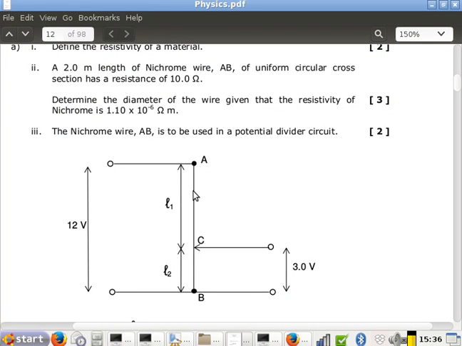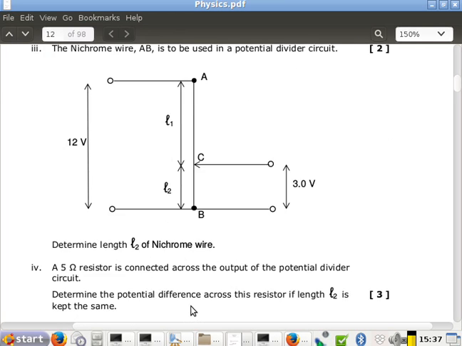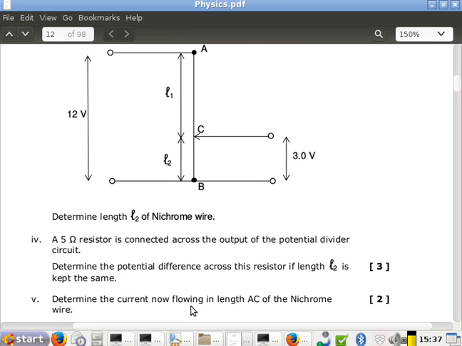The wire is being used here in this potential divider circuit. So this wire A to B is the wire from this part here. And there's 12 volts here and there's 3 volts. So we have a 12 and a 3 and an L1 and an L2. And the question is, what is L2? Okay.